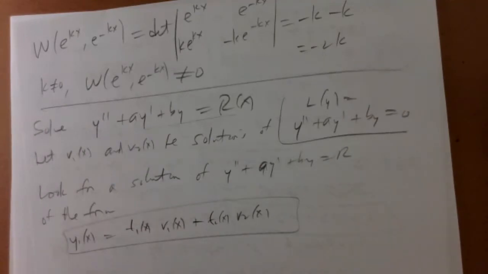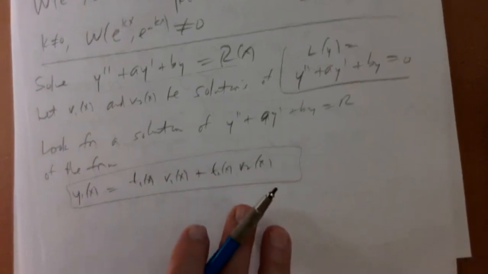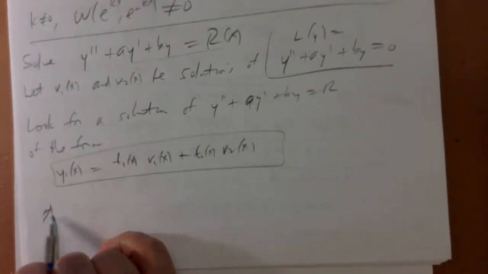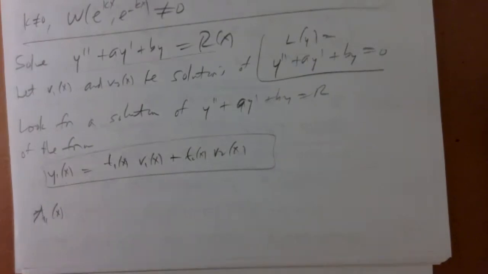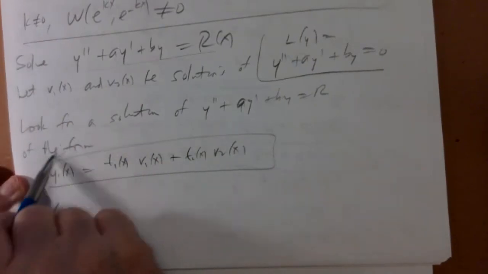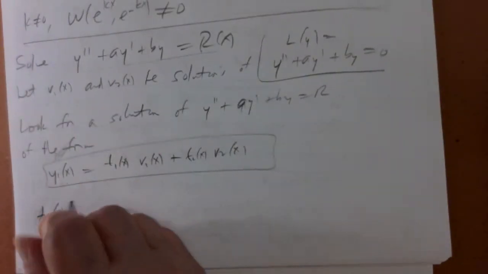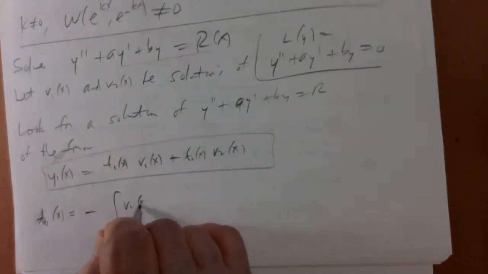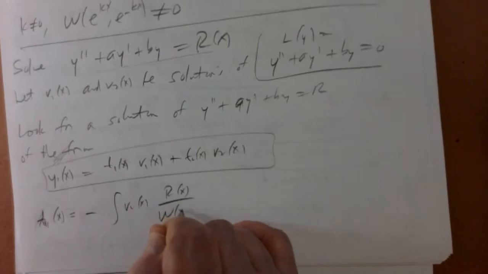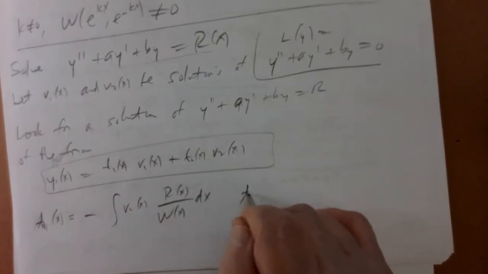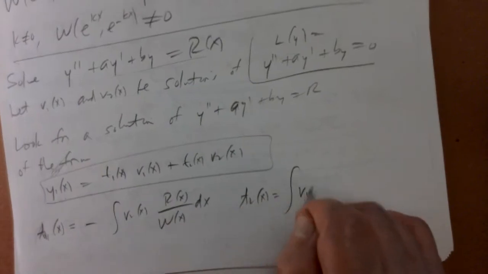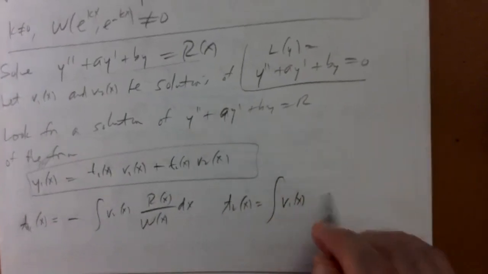So someone long ago, probably about 200 years ago, had the very clever idea of looking for something like this. And it turns out it works. I'm going to prove this, but the answer is t1(x) is going to be minus the integral of v2(x) r(x) over the Wronskian dx, and t2(x) is going to be the integral of v1(x) times r(x) over the Wronskian.